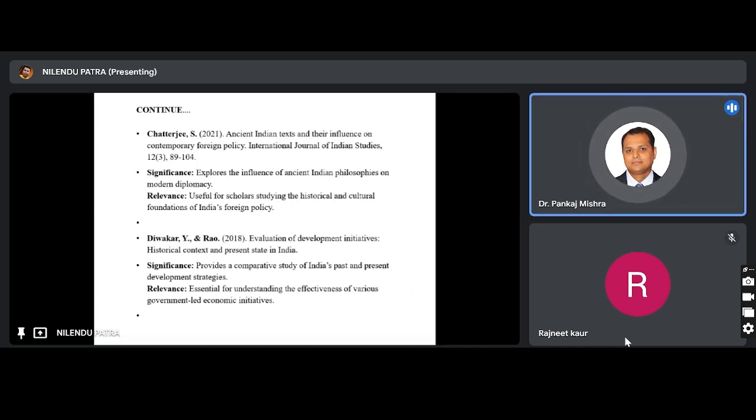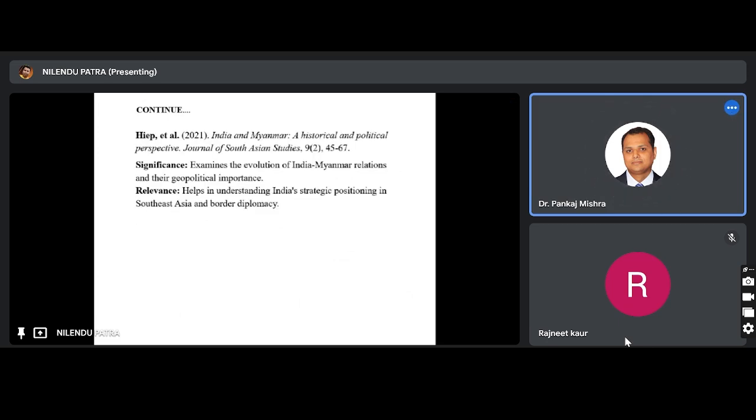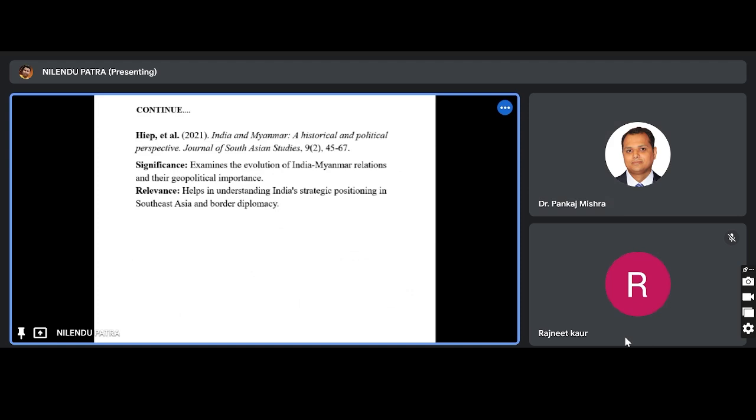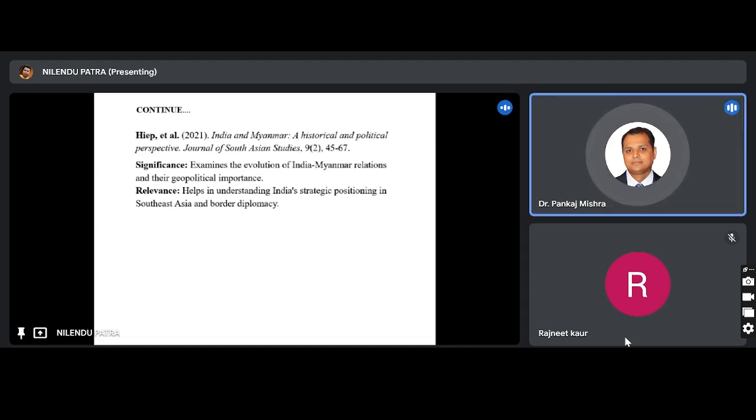Ancient Indian texts and their influence on the contemporary foreign policy. Evaluation of development initially historical context to the present state in India. Next, आगे चलिए. Now here you are giving the India-Myanmar relationship. आपने पीपीटी खुद नहीं देखा अभी तक.